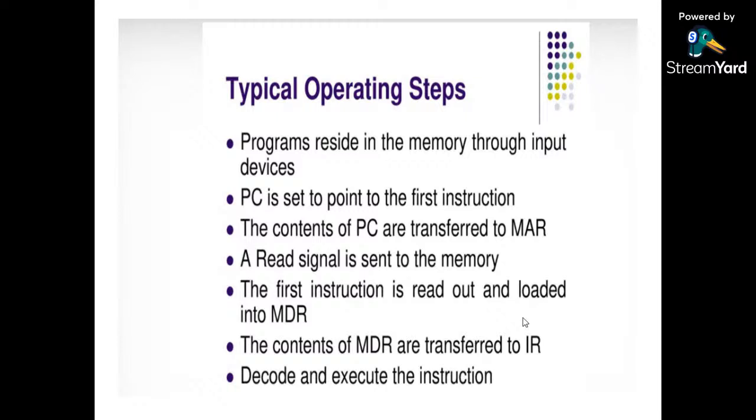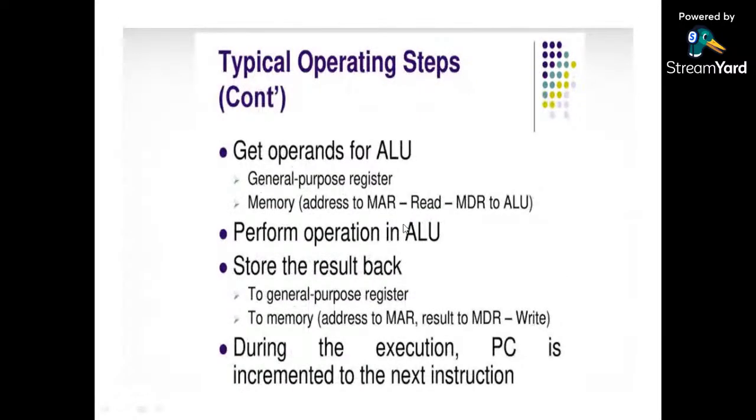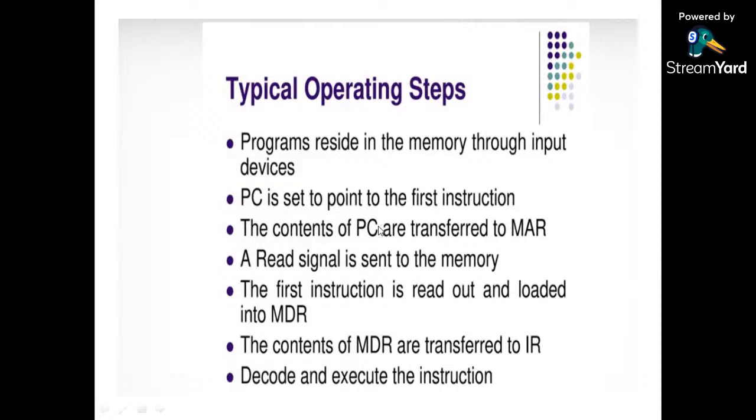So what is the first thing? The first thing is we need to bring that program from the memory into the processor. How can we do that? For that, we need to send the address of that particular instruction to the program counter. The program counter is set to point to the first instruction that needs to be executed. Then the contents of the program counter are transferred to the MAR. Whatever address is present in the program counter is transferred to the memory address register. And then a read signal is sent to the memory.